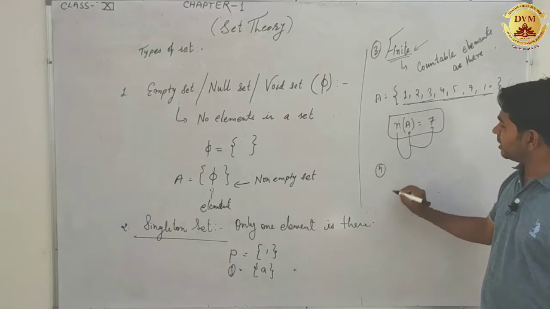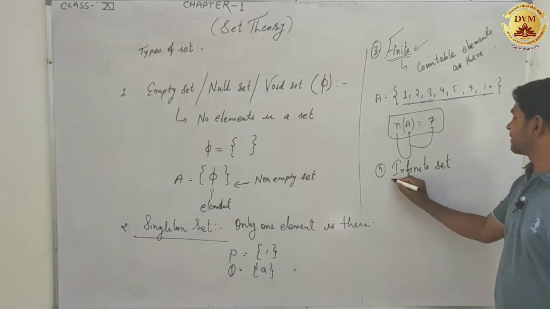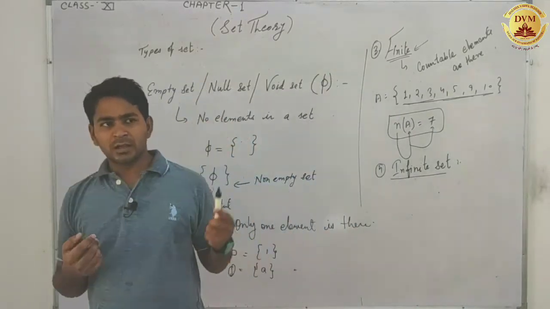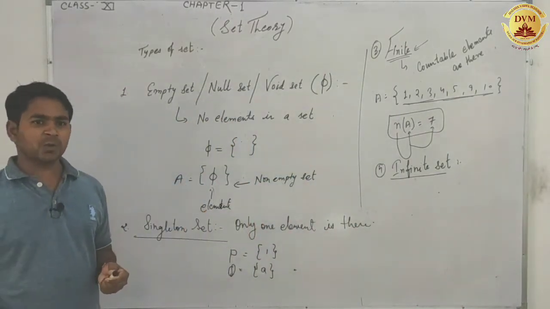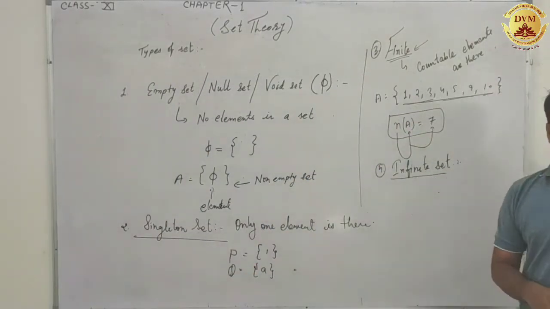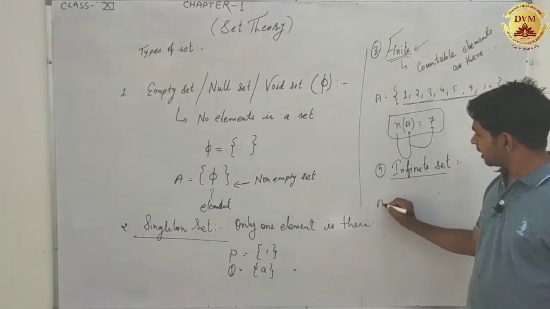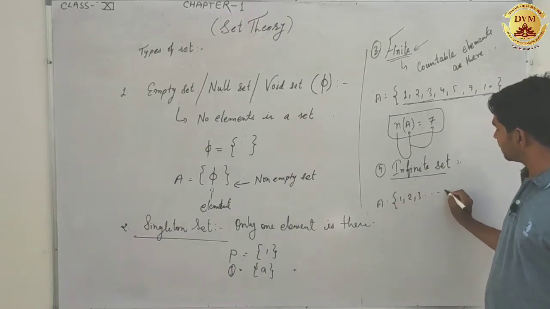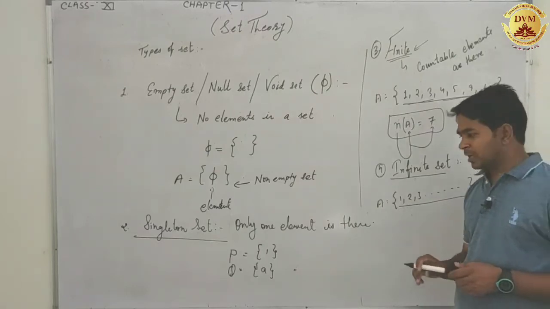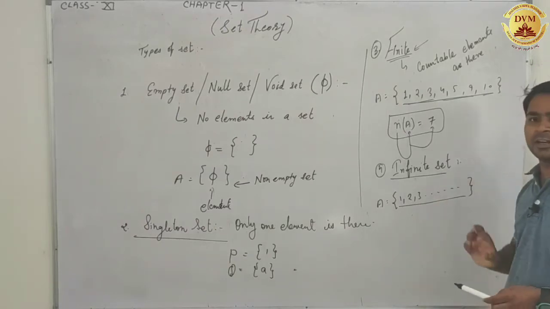The next type is the infinite set. It means there are elements in a set and we cannot count them. If there are uncountable or infinite elements in a set, then the set is called an infinite set. Suppose A is equal to {1, 2, 3, ...}. Now there are infinite elements and we cannot count the elements of the set, so this is called an infinite set.